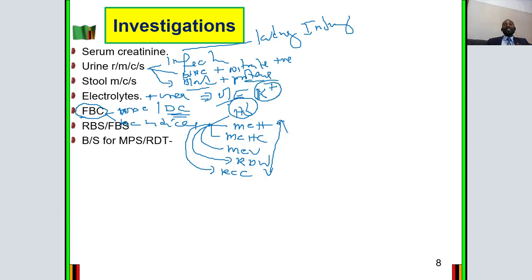remove it. RDT also. Do not just write RDT and you are happy. Who said that RDT is for malaria? There are so many RDTs. RDT stands for rapid diagnostic test. So don't be unnecessarily operational. Be smart. Okay, so write RDT for malaria.